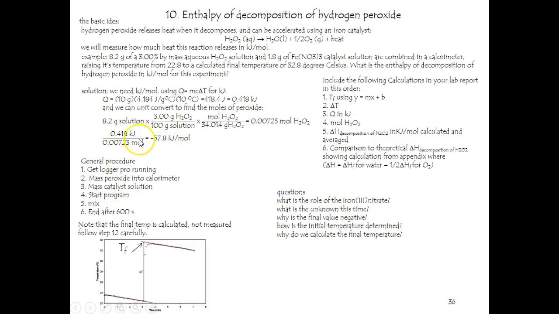Finally, kilojoules per mole, just divide them and you find that it releases, that's why we have a negative number there, 57.8 kilojoules per mole of hydrogen peroxide.